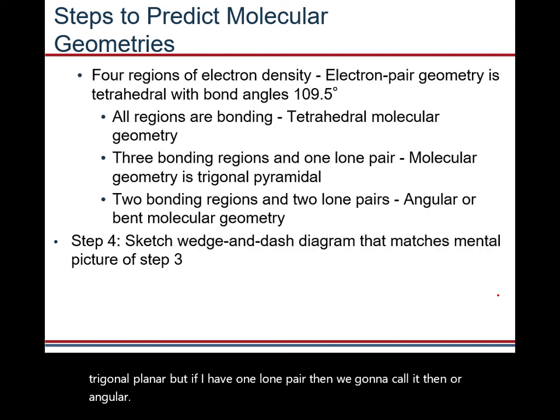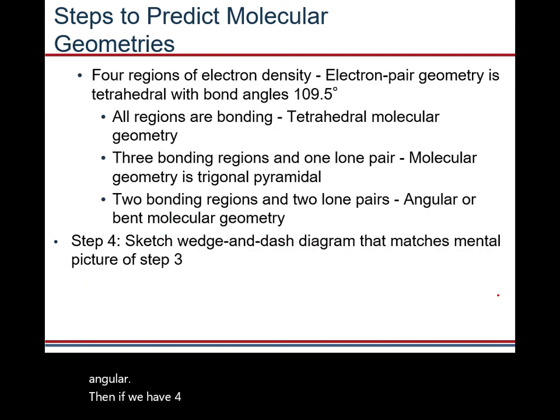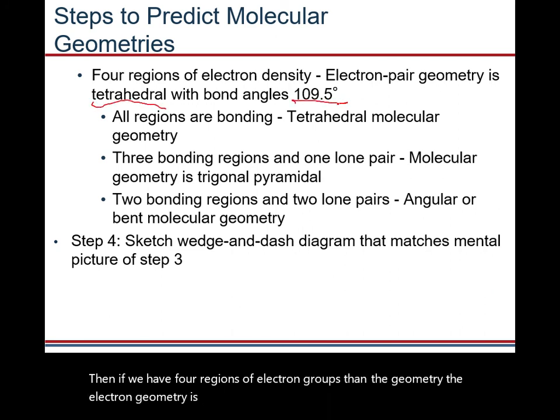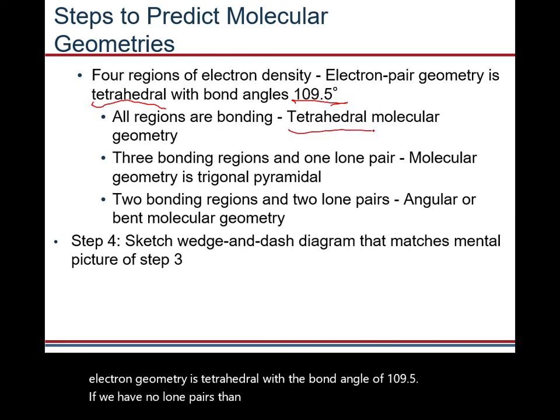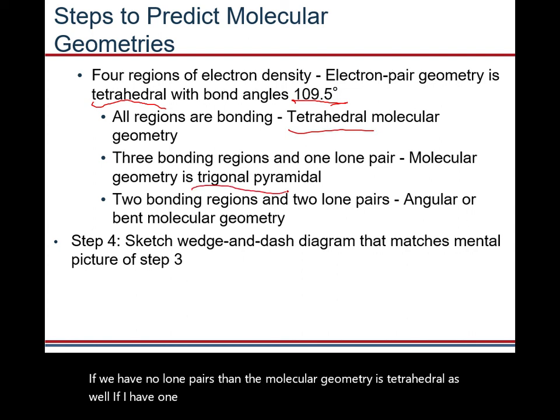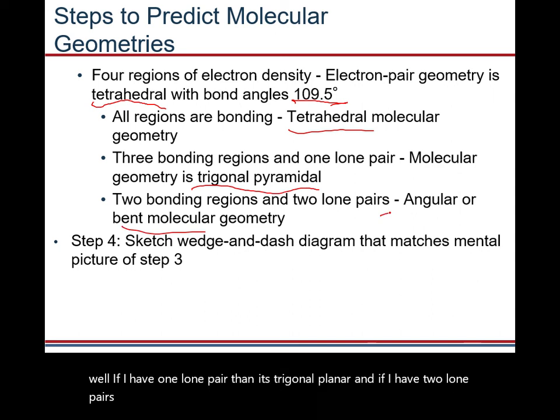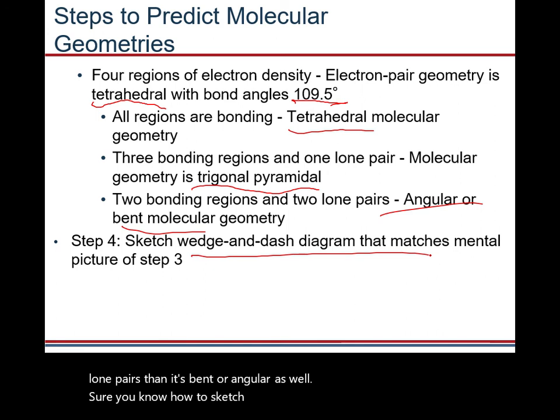Then if we have four regions of electron groups, then the electron geometry is tetrahedral with a bond angle of 109.5. If we have no lone pairs, then the molecular geometry is tetrahedral as well. If I have one lone pair, then it's trigonal pyramidal. And if I have two lone pairs, then it's bent or angular as well. Okay? And make sure you know how to sketch this wedge and dash diagram.